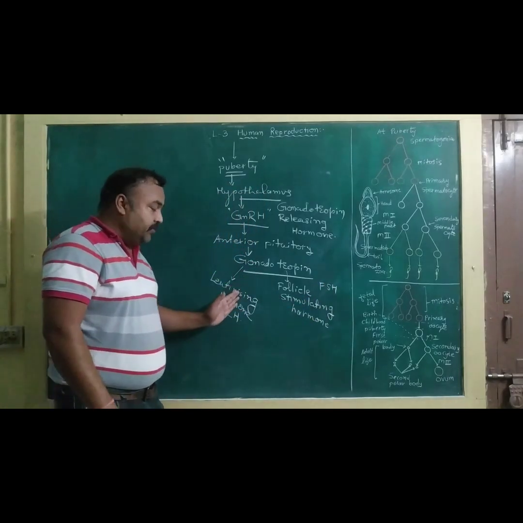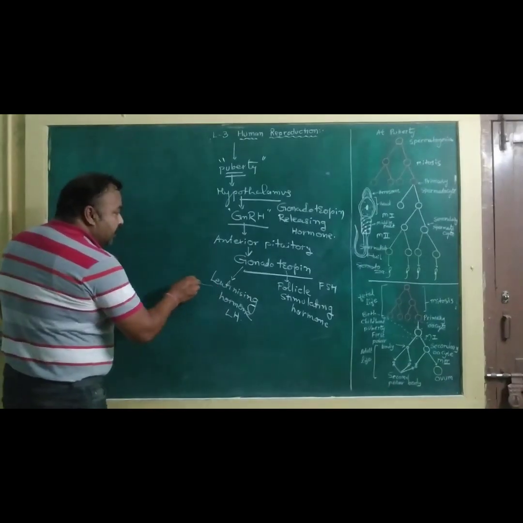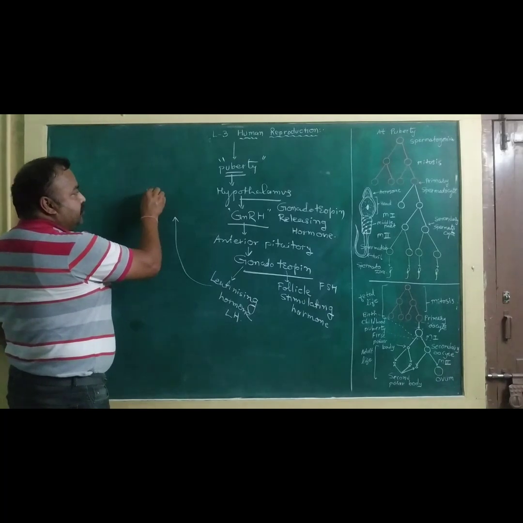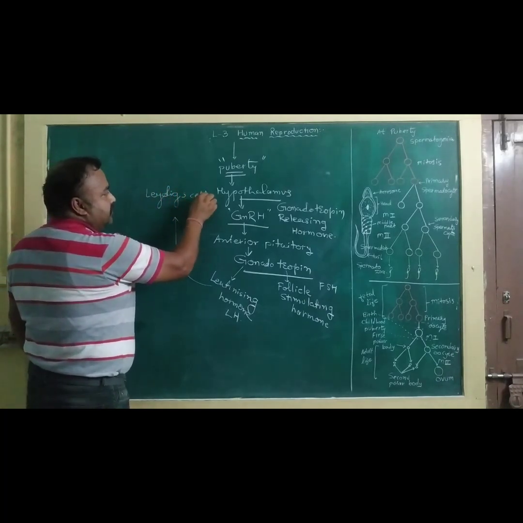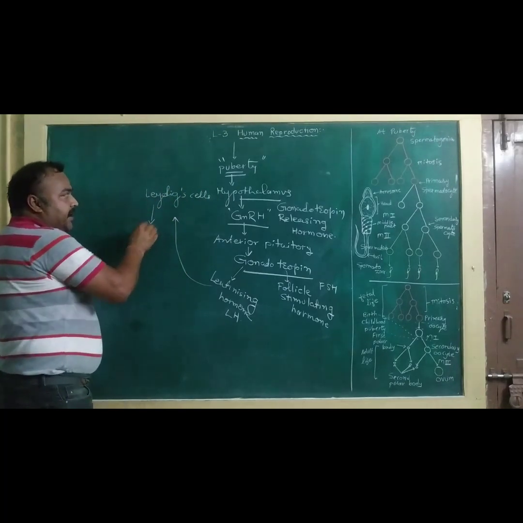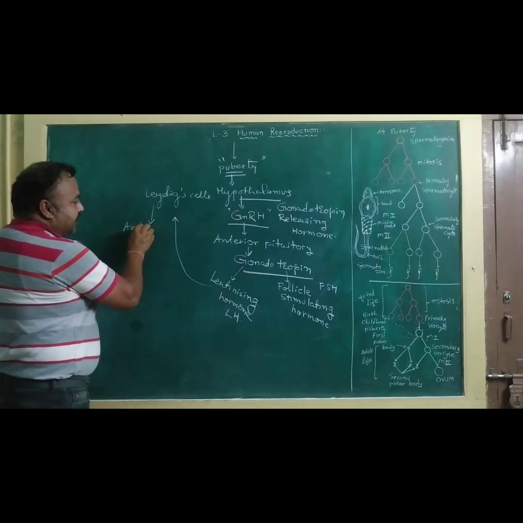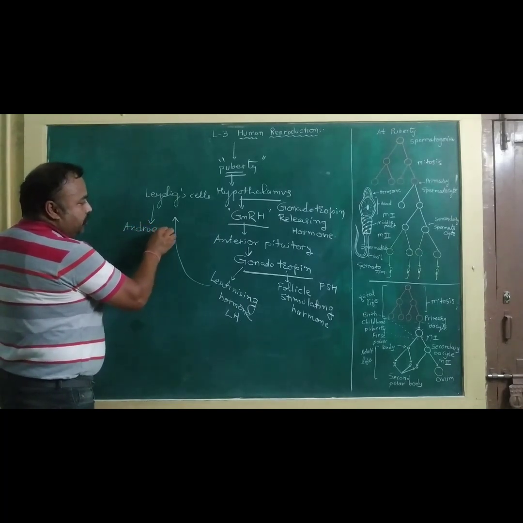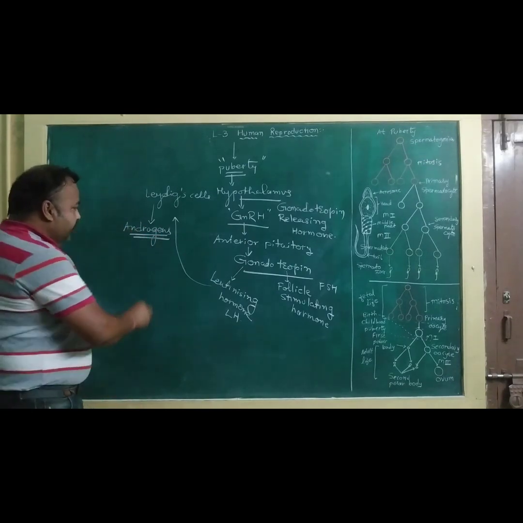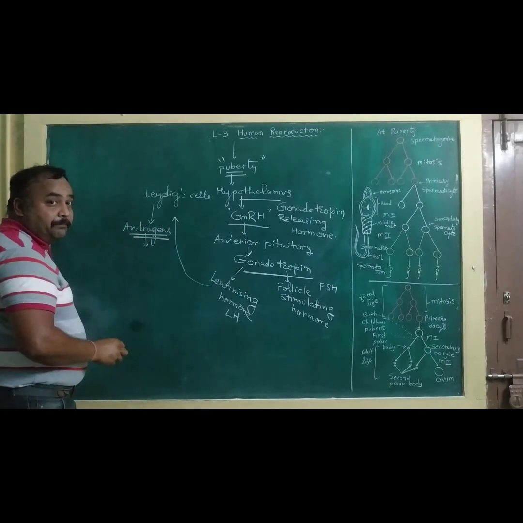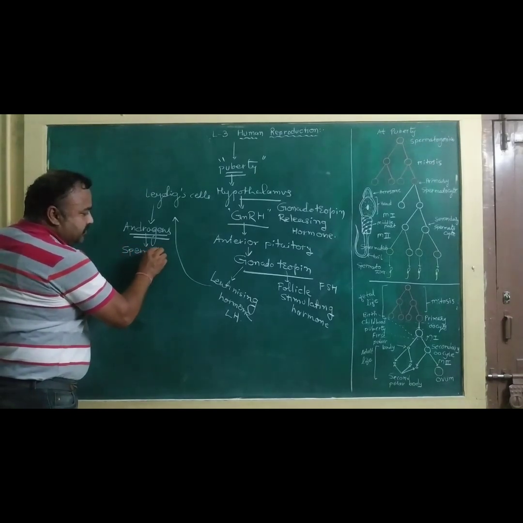Now, what are the functions of luteinizing hormone and follicle stimulating hormone? The luteinizing hormone will act on Leydig's cells, so that the Leydig's cells will synthesize and secrete male sex hormones known as androgens, and these androgens facilitate the production of sperms. That means the process of spermatogenesis.